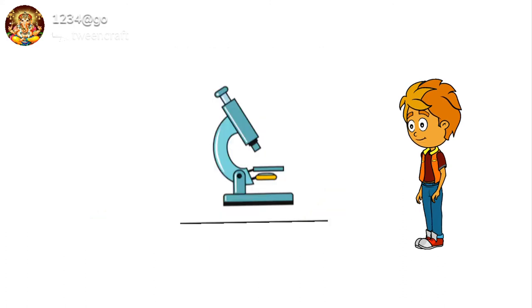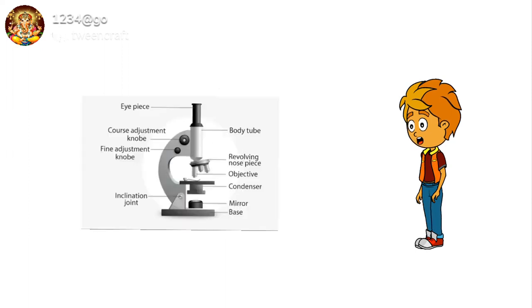Compound microscope. How can cells be viewed? An instrument called a microscope is used to view cells. Before we study how cells are observed with the help of microscopes, we will first take a look at various parts of a microscope. Parts and functions of a compound microscope. Various parts and functions of a compound microscope are given below.